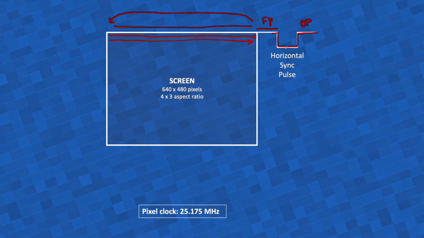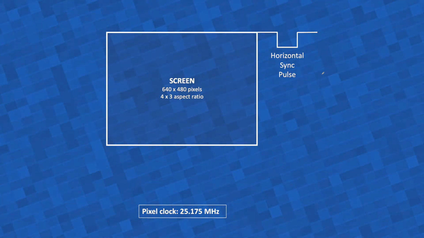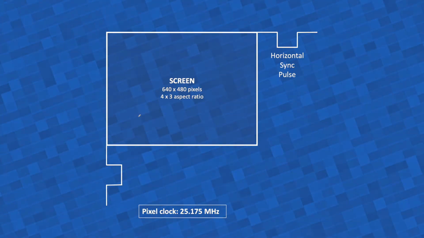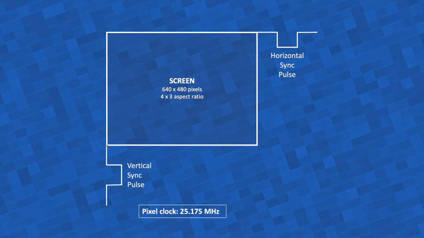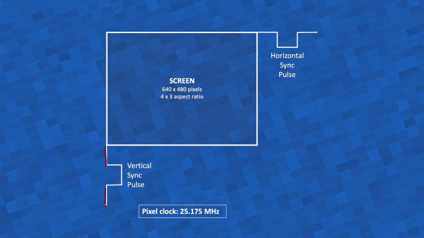But if I am to generate VGA video circuitry, I need this. And not only that, I need the same thing, or roughly a similar thing, for the vertical part. That's called the vertical sync pulse, and it also has a front porch and a back porch. So you need all that.